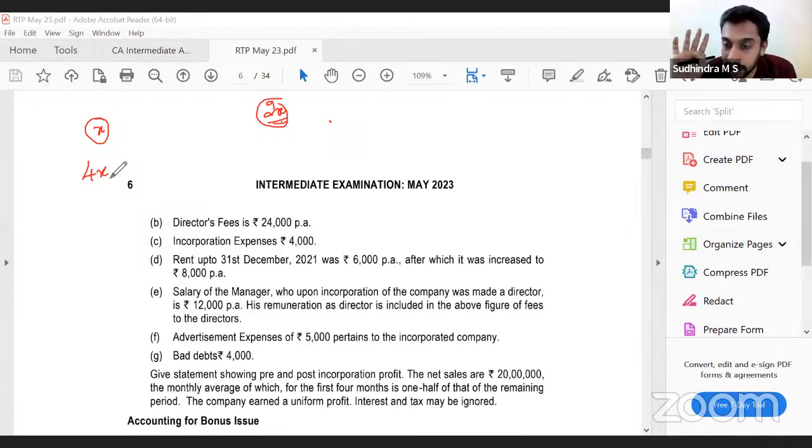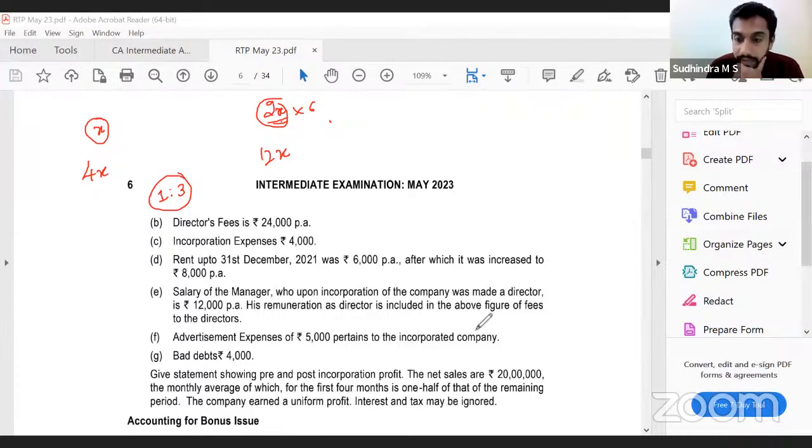Total sales post-incorporation will be 2X into 8 months. That is 16X. 4X is to 16X, 1 is to 4. So 1:4 is the sales ratio. Understood? Yes, sir. Now we have the time ratio and sales ratio here.